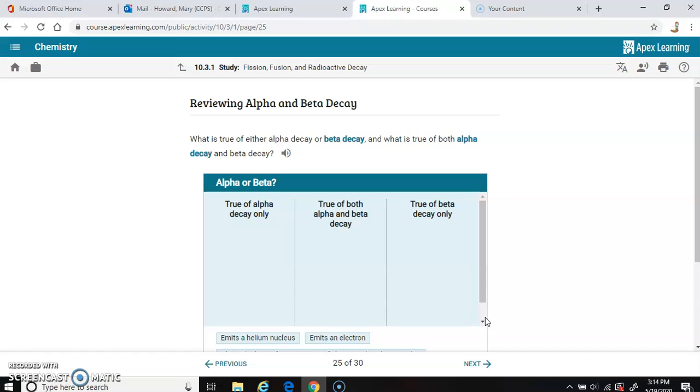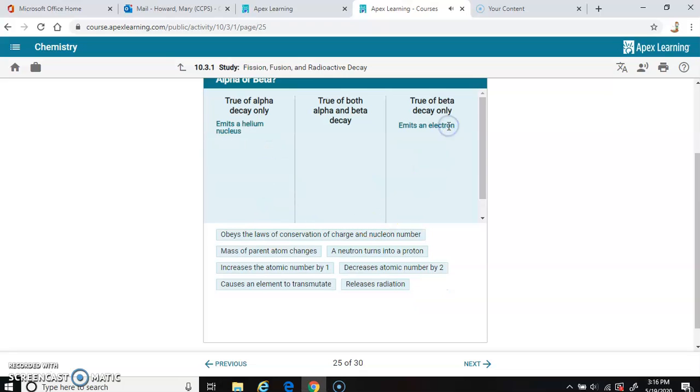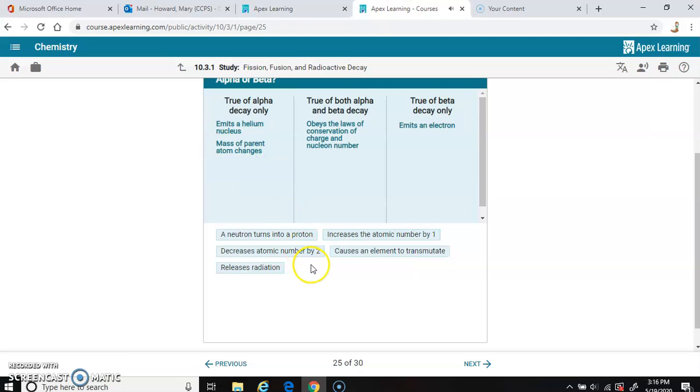Okay, so we have this different thing going on with what is true of either alpha decay or beta decay, and then what is true of both alpha decay and beta decay. So let's try to organize them all. The one that only emits a helium nucleus is just alpha. When it's just an electron, it's beta. They both obey the laws of conservation. When we talk about a parent atom and the mass changing, it's only alpha. A neutron turning into a proton, that's beta.